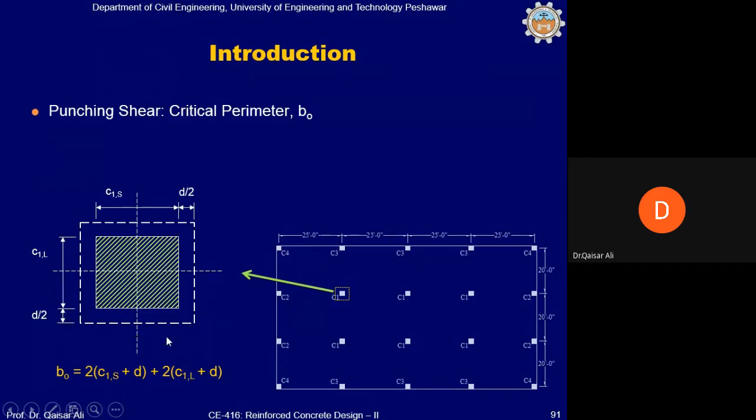This is called the critical shear parameter. This needs to be calculated for the calculation of punching shear capacity as well as punching shear demand, which is demonstrated in the coming slides.